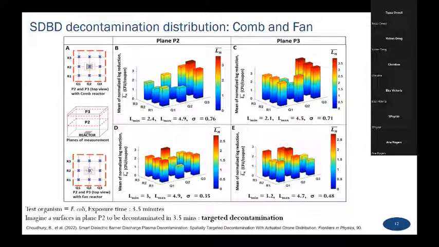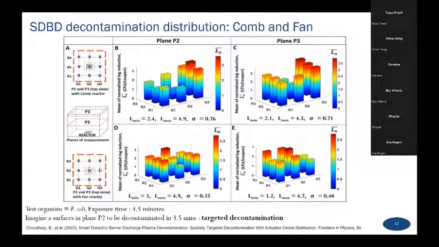Imagine a surface that is contaminated and needs to be decontaminated is placed in plane P2 to be decontaminated by the reactors. If we use the comb reactor, what will happen is it will decontaminate certain parts of that surface more than the other parts. So if you want to decontaminate the whole surface, we would need to power up the reactor for more than 3.5 minutes to make sure that the other points are decontaminated as well. What that means is more ozone concentrations, more exposure times, more reactor power consumption.